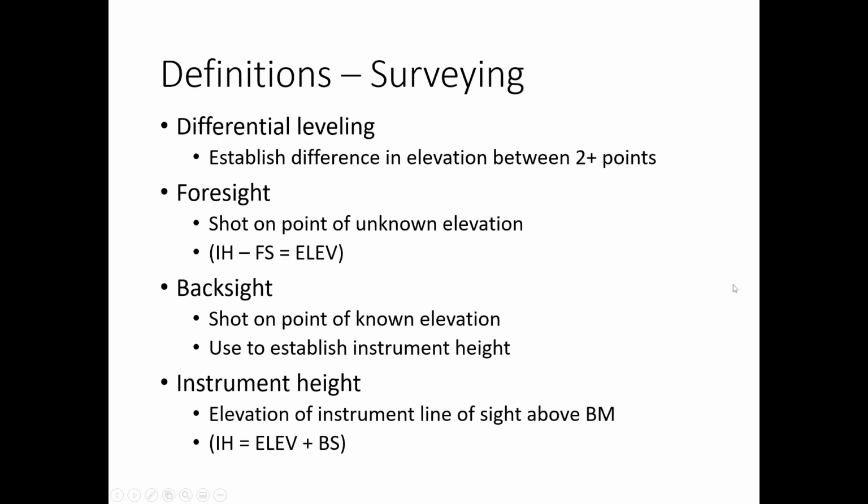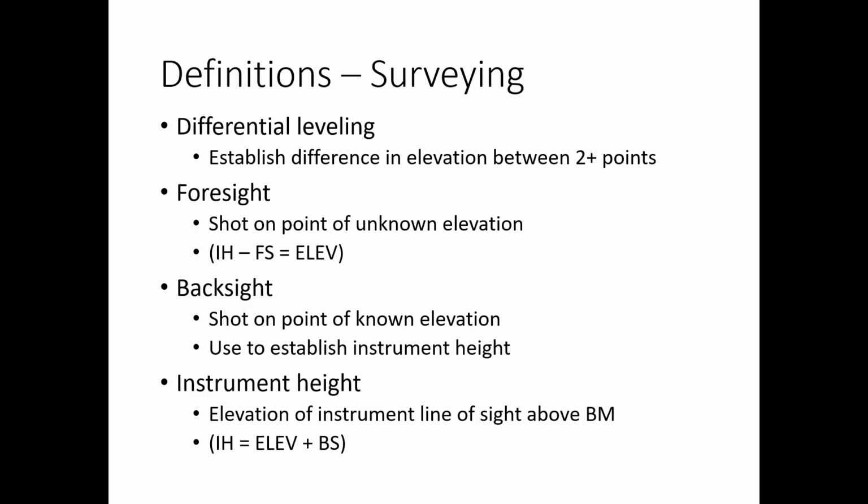Okay, so the last slide in this lesson, just kind of the background, some more definitions. Differential leveling is a survey practice basically used to establish the difference in elevation between two or more points. Generally, you start out with a single benchmark of known elevation, and you keep shooting to get to the next point that you're looking for. And this is one thing we'll go into a lot of detail and explain the whole process in the next video.